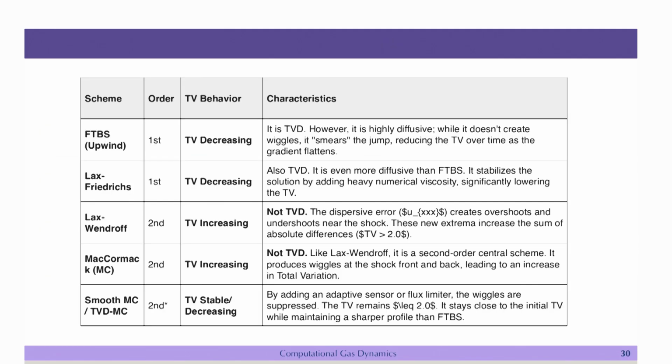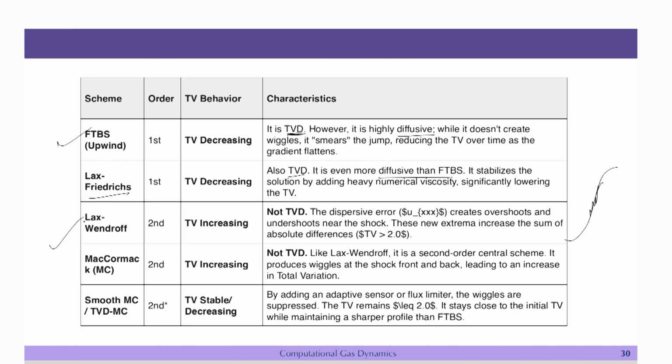Okay, so what I was showing you, when we apply the total variation diminishing property, is that FTBS is TVD. If you recall the movie, the value is not increasing, however, it is highly diffusive. Then Lax-Friedrichs is more diffusive than FTBS, and it is also TVD, decreasing, because it is variation diminishing. The little bit of increase in the TVD was because of the wiggles which are forming while it is going like this, going up in the first step, but if you make the grid smoother, then it will go away.